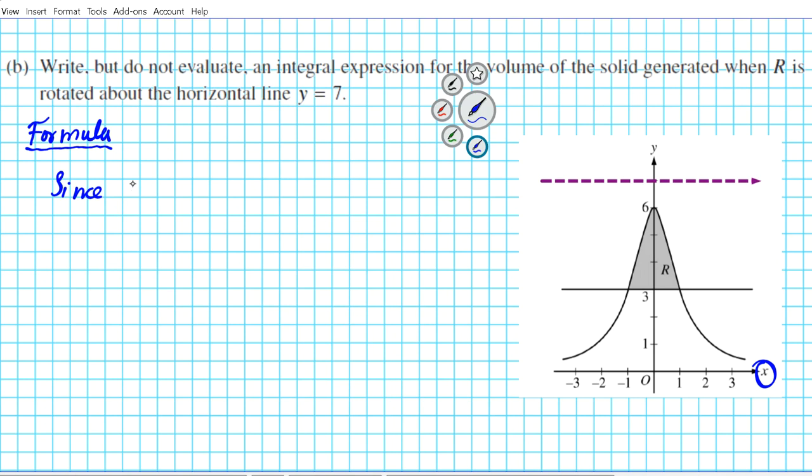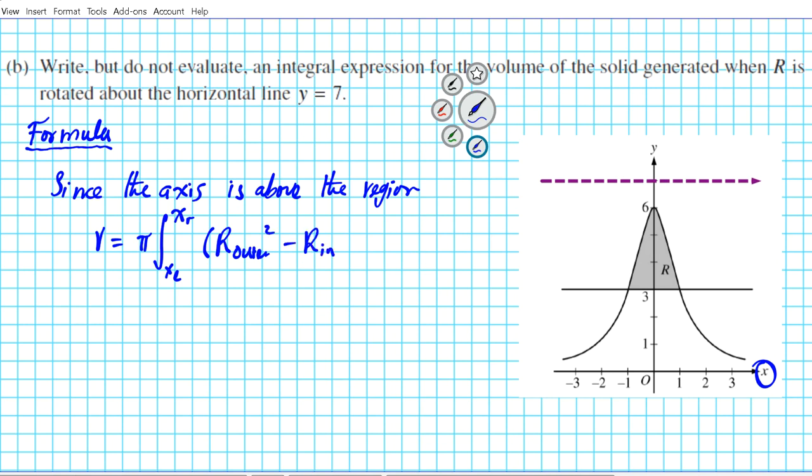Since the axis is above the region, that kind of changes things a little bit too. Above the region, we're going to have the formula V equals pi times the integral from x left to x right, okay? So from x left to x right, everything is going to be in terms of x, of outer radius squared, R outer squared, minus R inner squared, dx, because we're rotating in the direction of the x-axis.